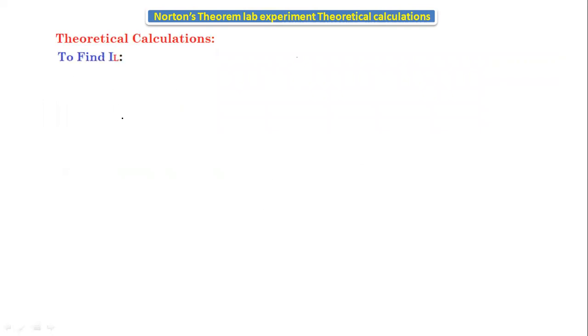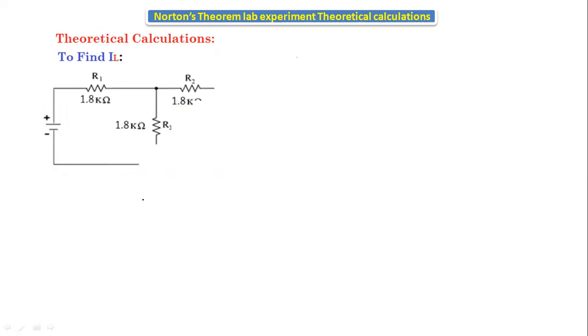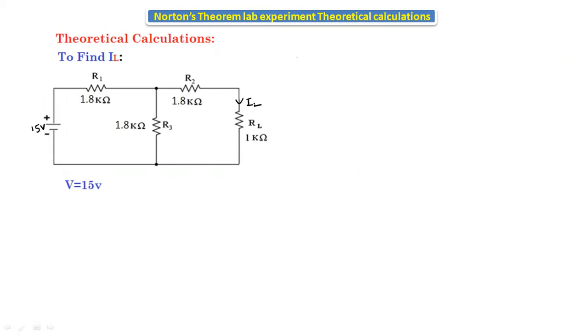First we will find IL, the current passing through this load resistance. For 15 volts, initially we have to apply 15 volts here. At 15 volts, what is the load current? We find that by using mesh analysis. Assume that current I1 is flowing in this loop and current I2 is flowing in this loop.